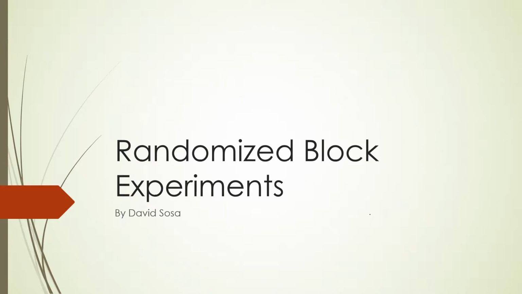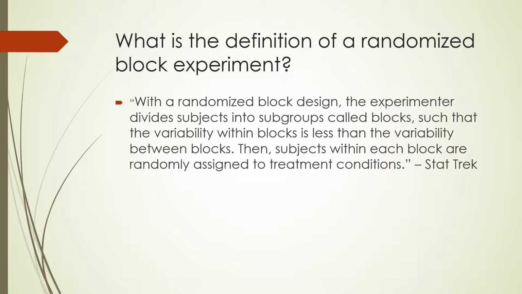So today I'm going to be discussing randomized block experiments. So what is the definition of a randomized block experiment? With a randomized block design, the experimenter divides subjects into subgroups called blocks, such that the variability within blocks is less than the variability between blocks. Then subjects within each block are randomly assigned to treatment conditions, as defined by StatTrek.